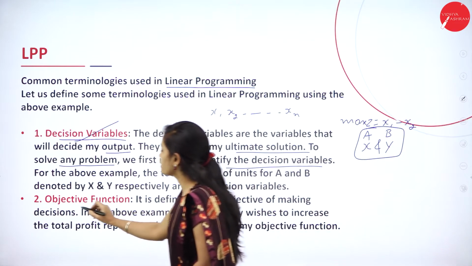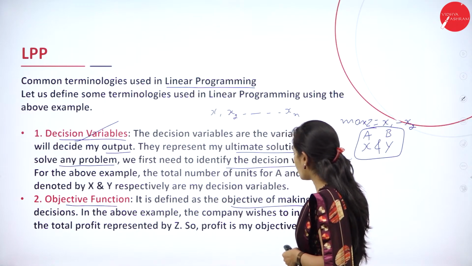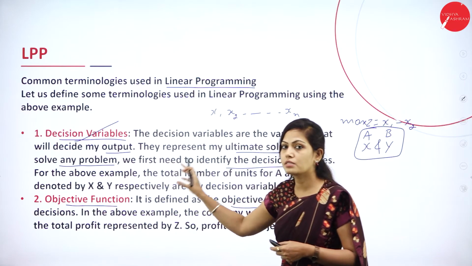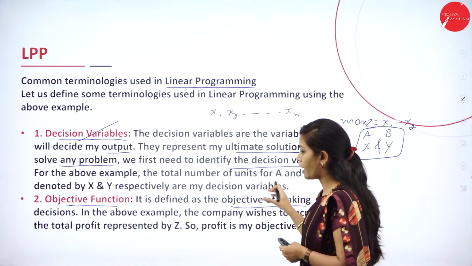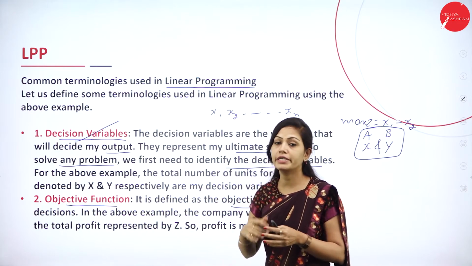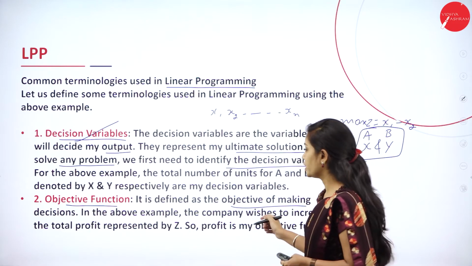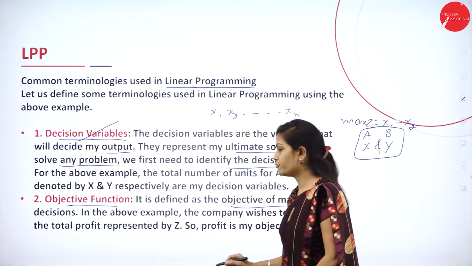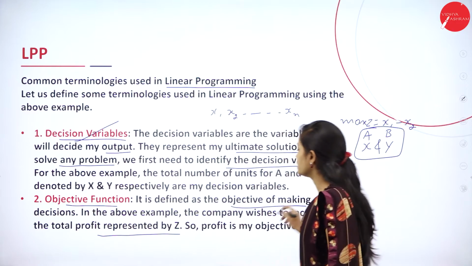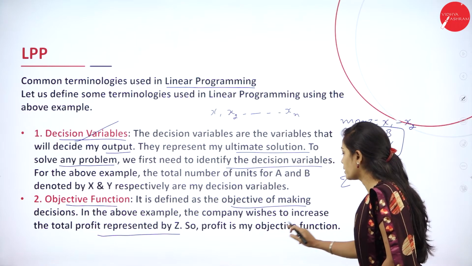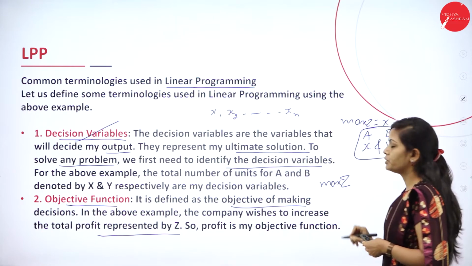And the objective function is defined as the objective of making decisions. This is very important for representing the objective functions. Here we have to find the objective function, whether it is maximizing the profit or minimizing the loss. So here we have to choose a better objective function. For example, the company wishes to increase the total profit represented by Z. So profit is my objective function.